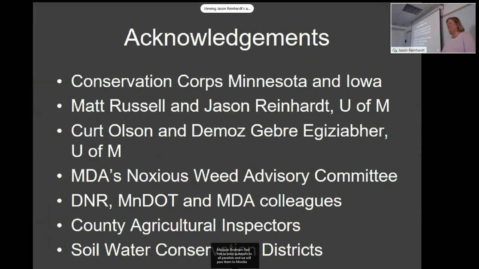Could you talk about the ways that you identify new locations or track spread? Do you have systematic inventories, aerial surveys, individuals reporting? How does all that fit together?